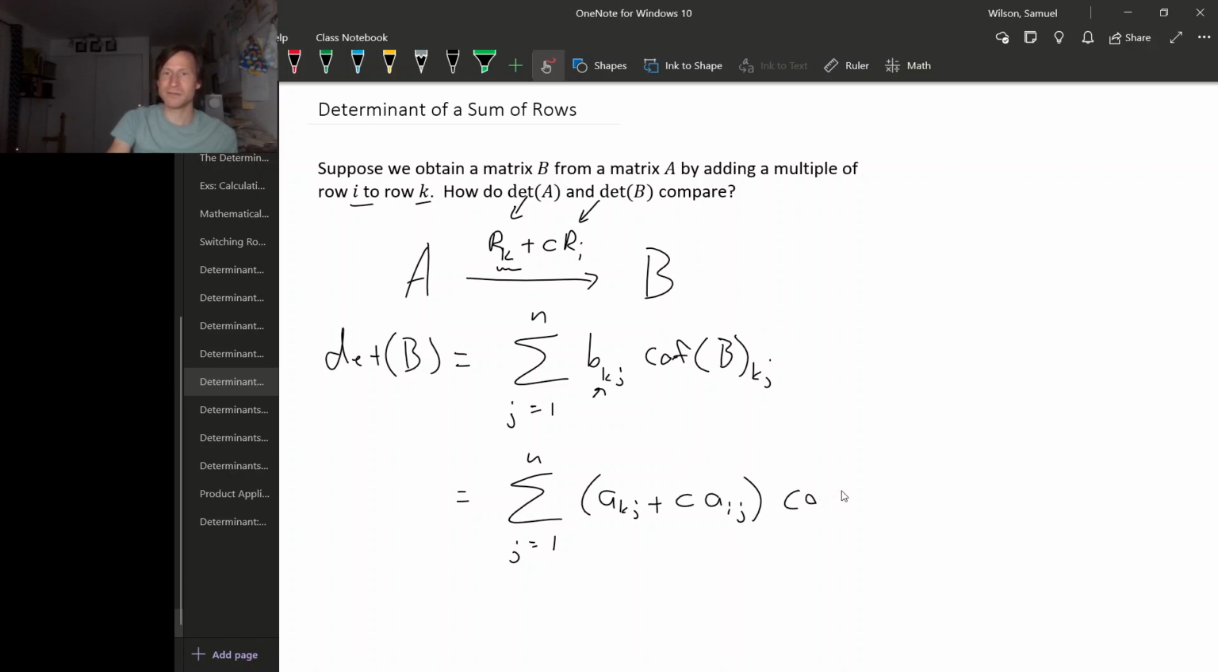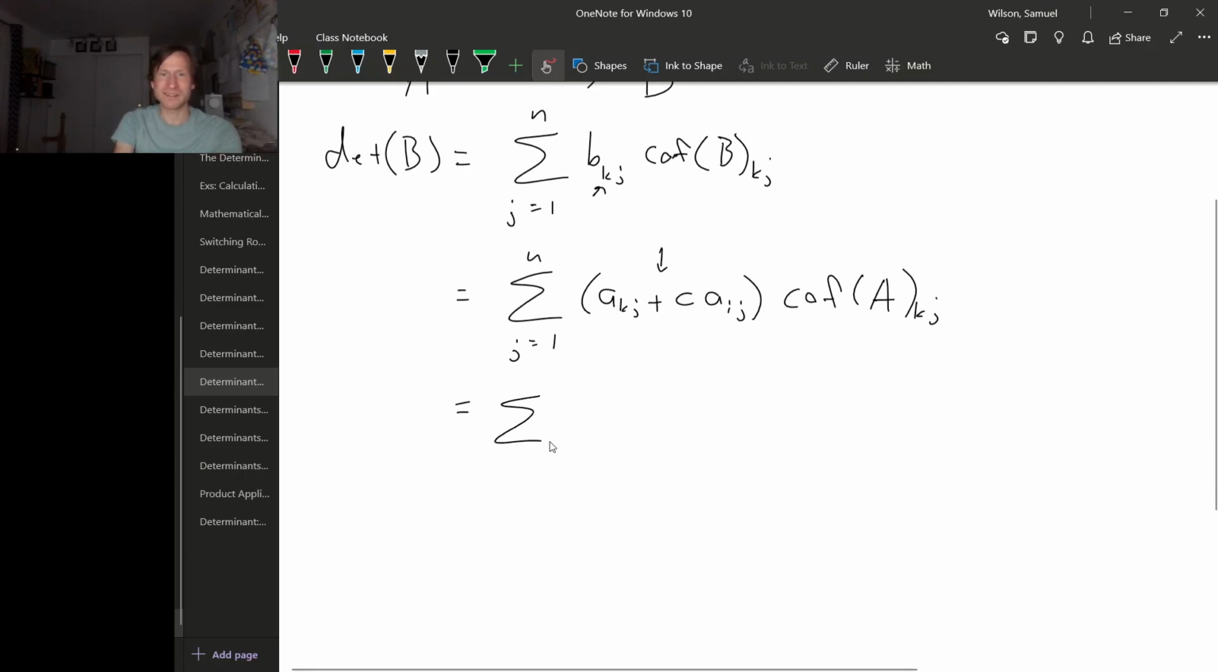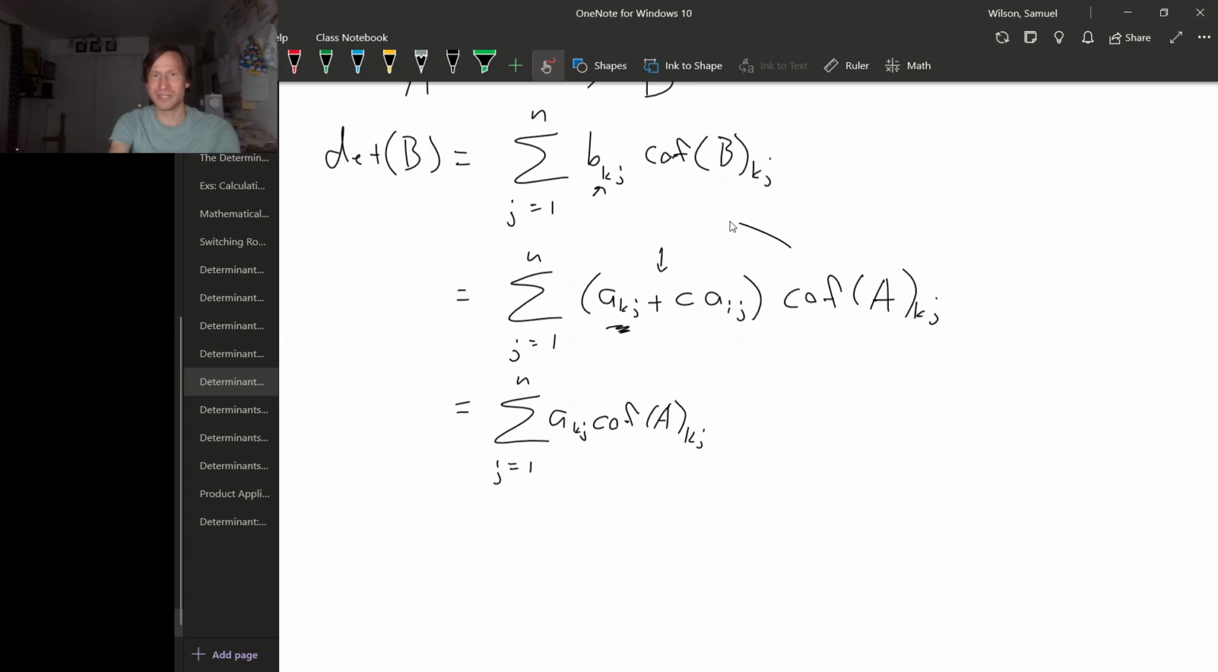All right, so that times the cofactor. Well, what about the cofactor? For this cofactor, we've deleted row k. But row k is the only place where these two matrices were different. So this kj cofactor of B is the same as the kj cofactor of A. All right, so what should we do next? Well, this plus here makes it seem like we ought to distribute the cofactor. So this gives us the sum from j equals 1 to n of a_kj times the kj cofactor of A. So that's when we distribute here.